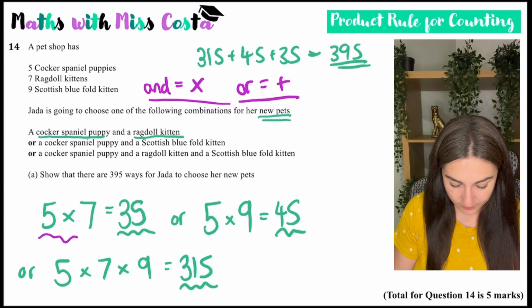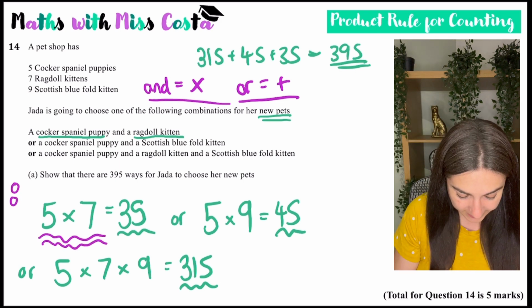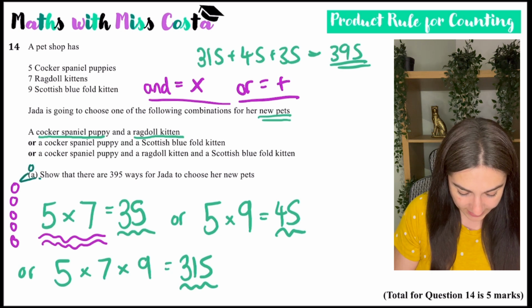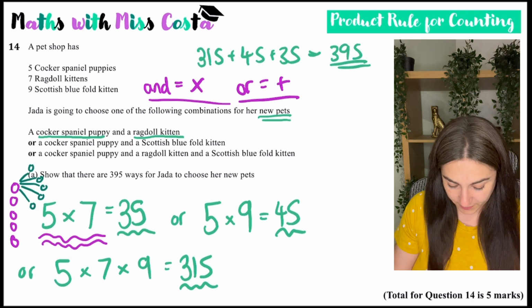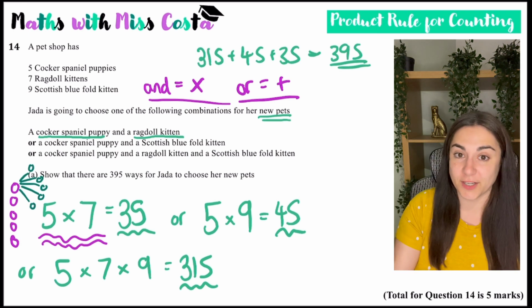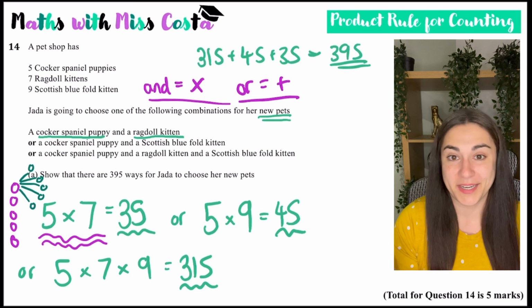And that's why over here when I'm looking at my combinations, I'm multiplying because I have 5 little puppies, 1, 2, 3, 4, 5, and each of these could be paired with any of the 7 kittens. And so that's why I do 5 times 7, and similarly 5 times 9, and so forth. So yeah, that's how I do my combinations.